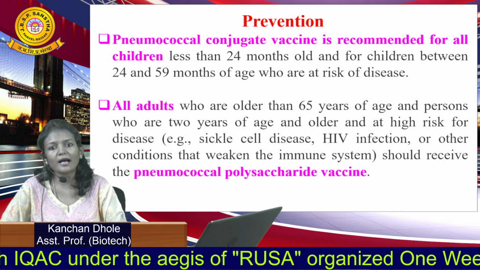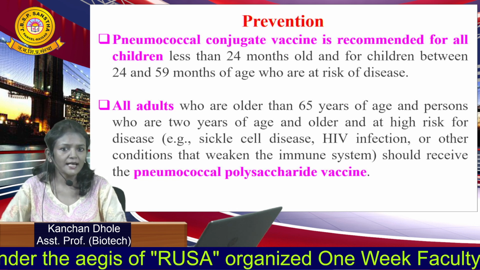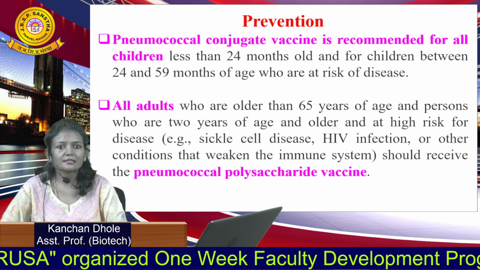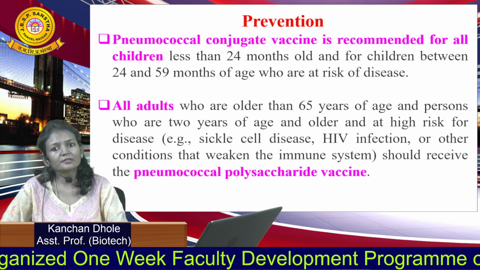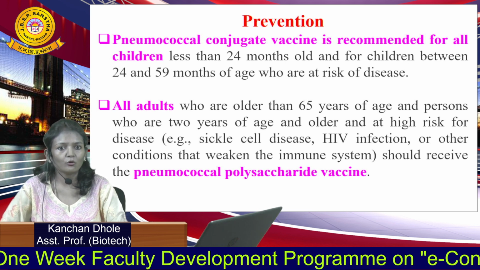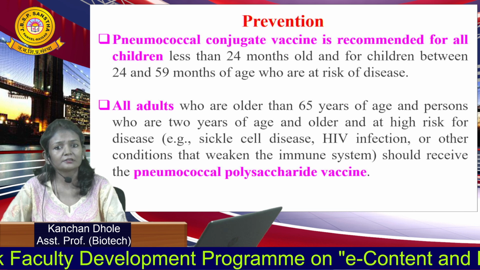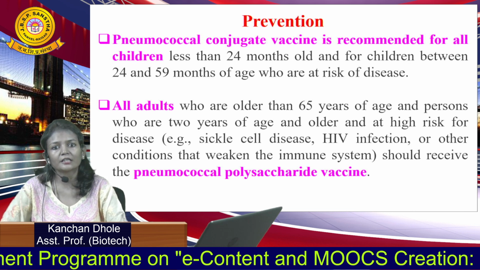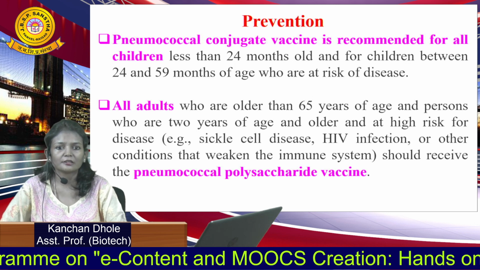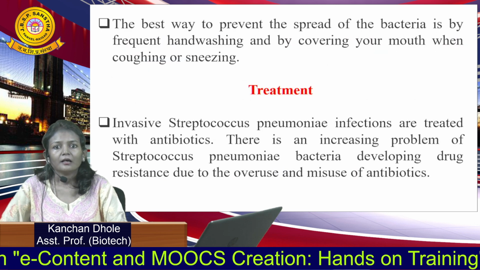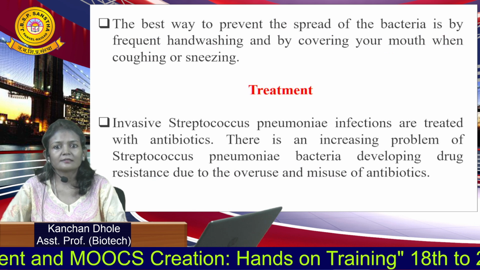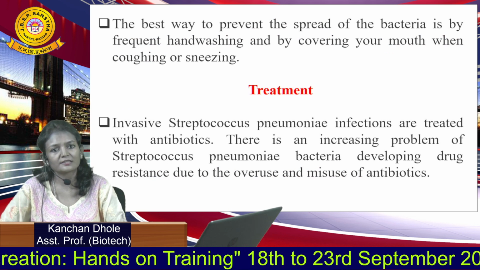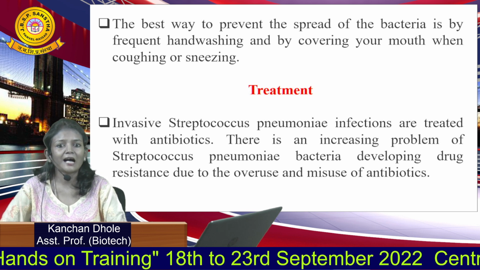For adults, you have the pneumococcal polysaccharide vaccine. This is for adults older than 65 years of age and persons 2 years of age and older who are at high risk of disease, such as sickle cell disease, HIV infection and other conditions which weaken the immune system. This is the prevention. And because Streptococcus pneumoniae is a bacterium, antibiotics are available.